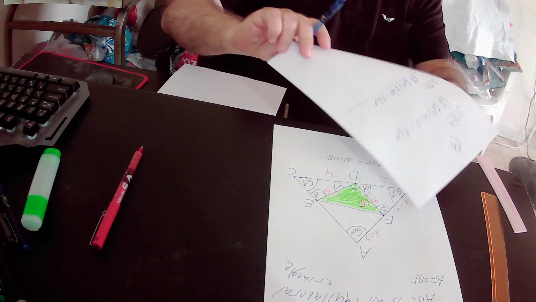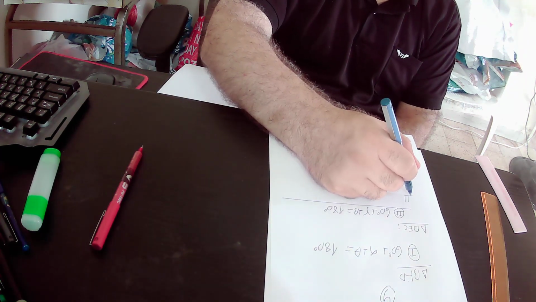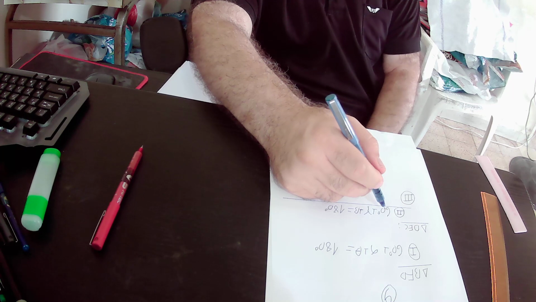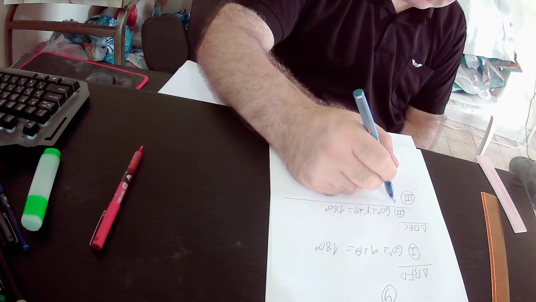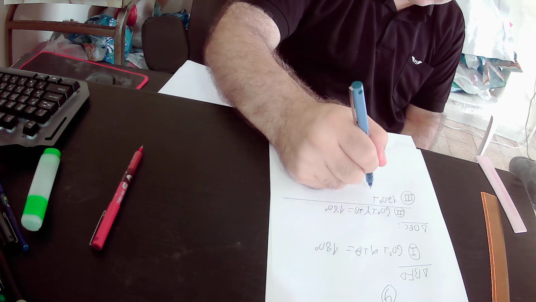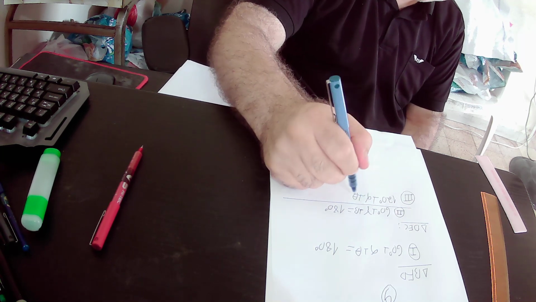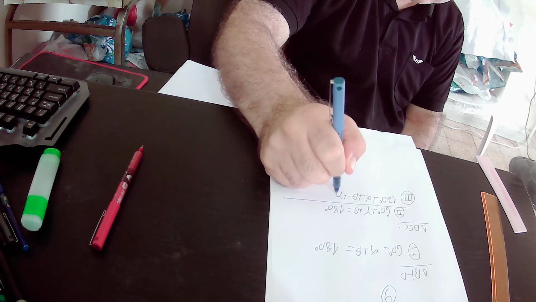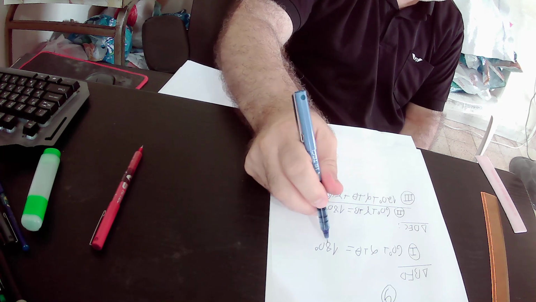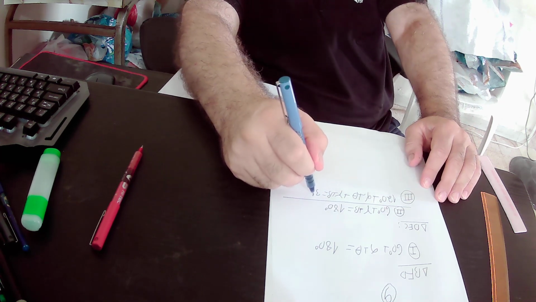So our third equation will be 60 degrees plus 60 degrees is 120 degrees, plus alpha plus theta plus gamma plus beta equals 180 degrees plus 180 degrees, which equals 360 degrees.